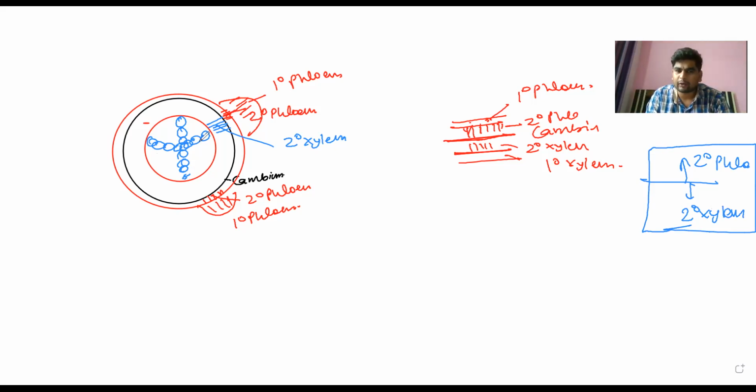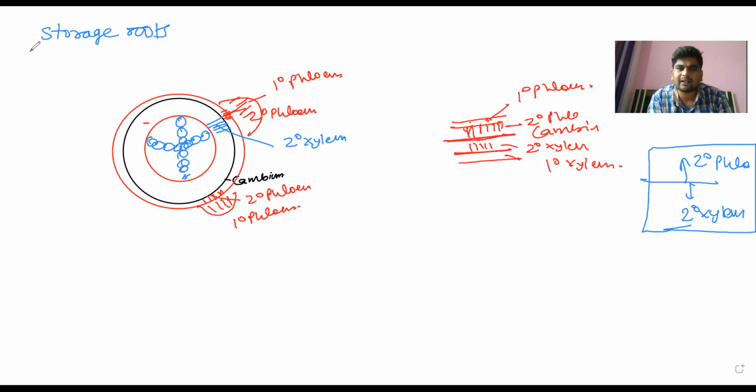Now in a normal dicot root, this cambium will divide again. It will form more secondary phloem towards the outside, more secondary xylem towards the inside. The next year, in a normal dicot root, the cambium again adds secondary phloem, again adds secondary xylem, and that is how a normal dicot root becomes thick. But since it is a storage root, it is not a normal dicot root.